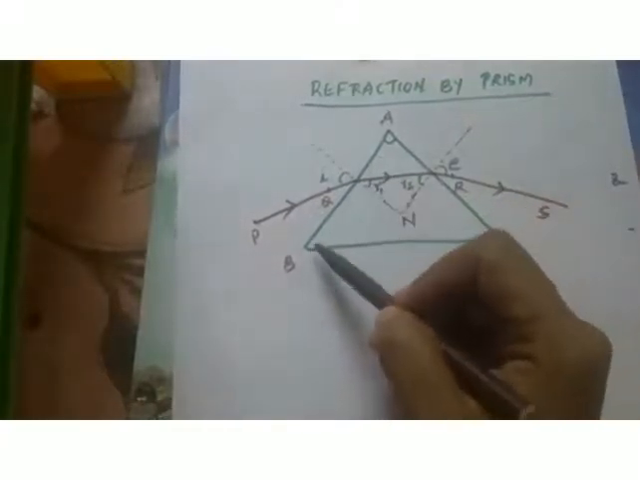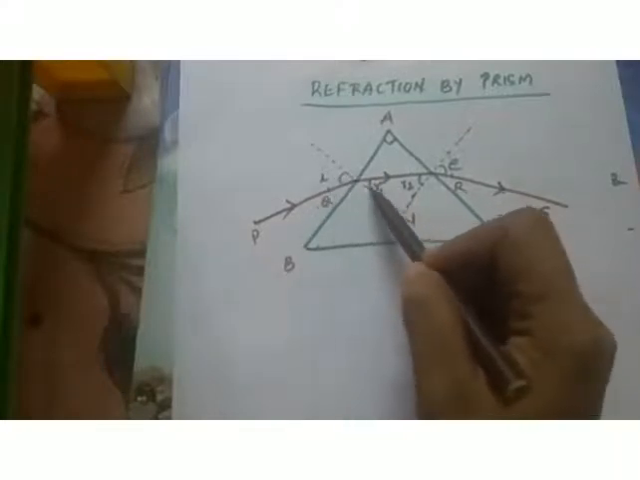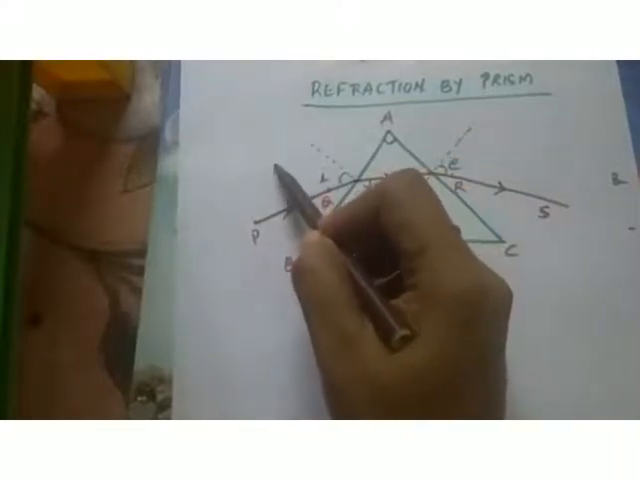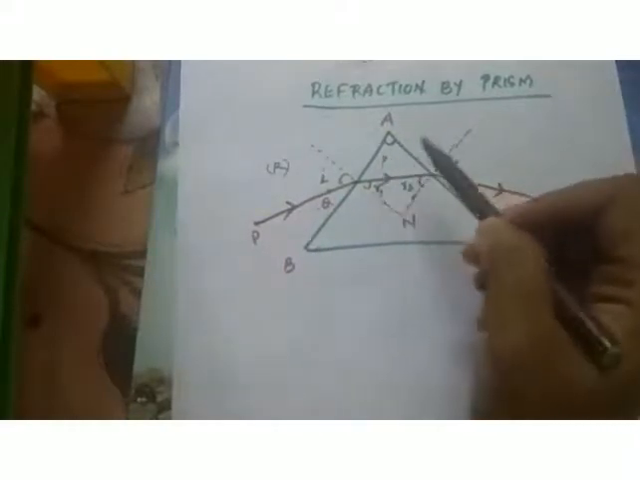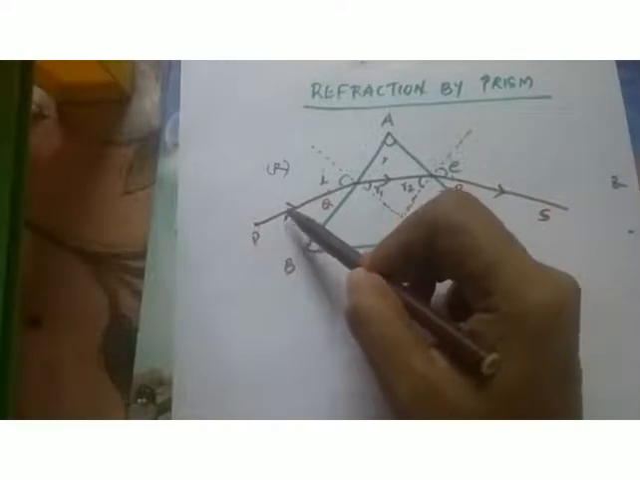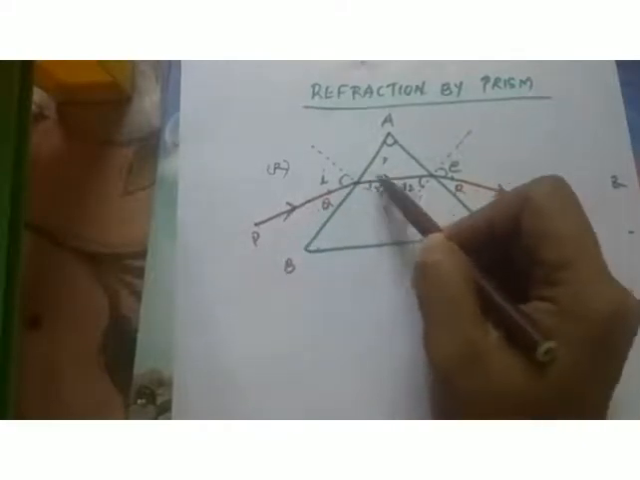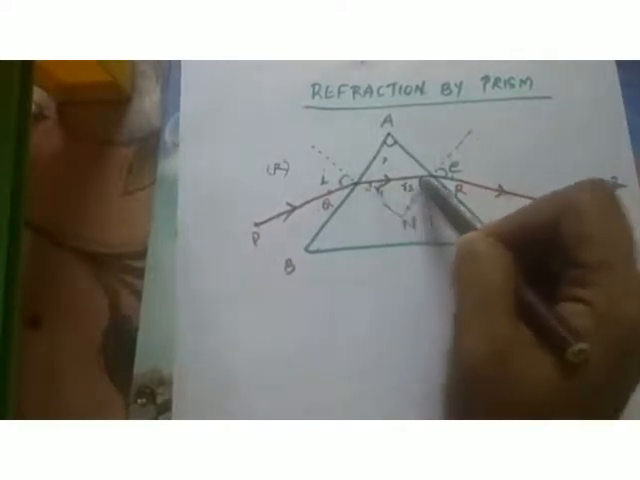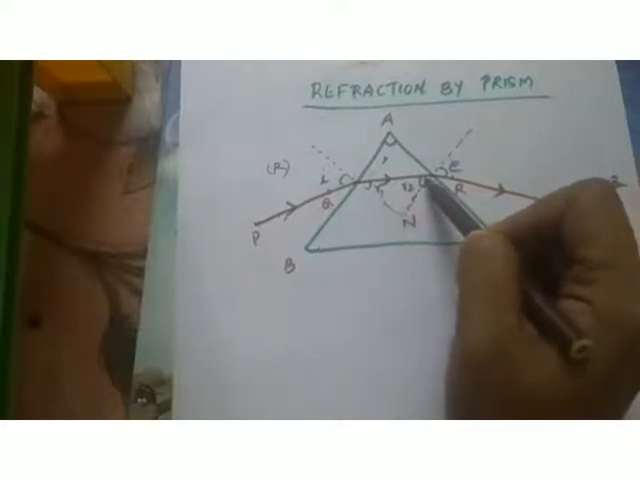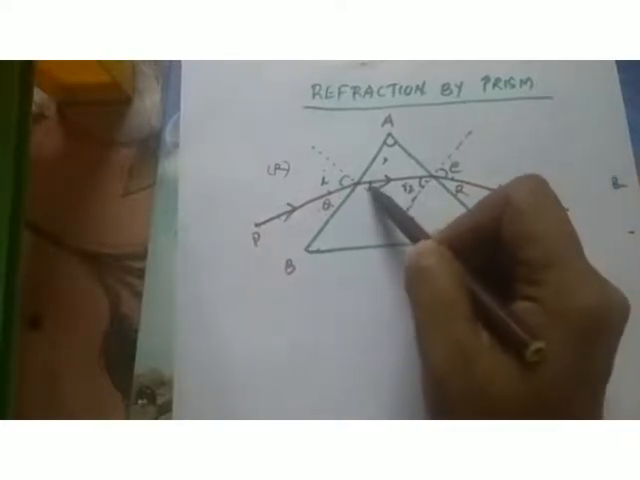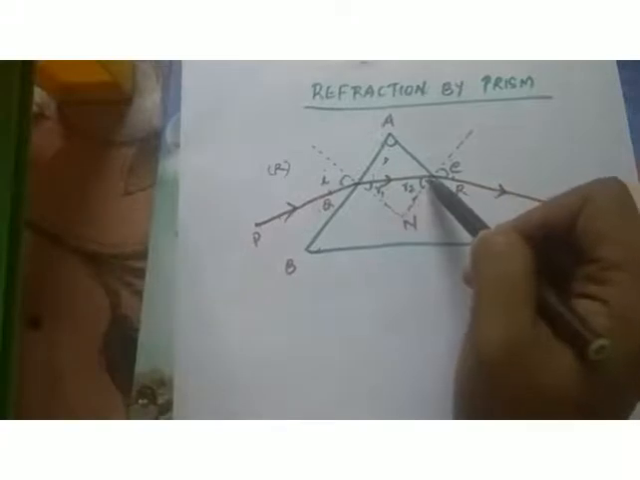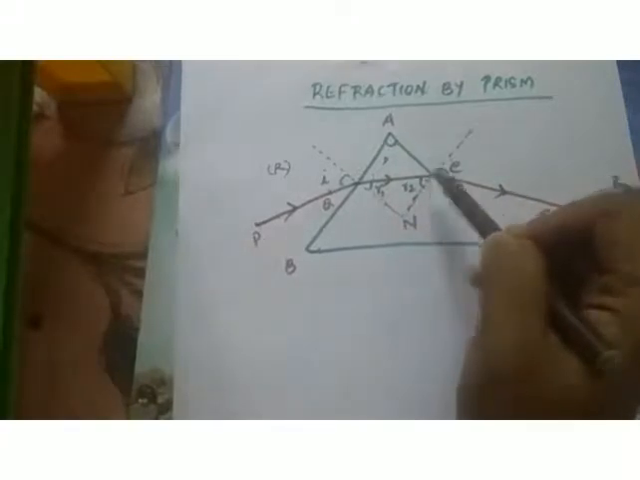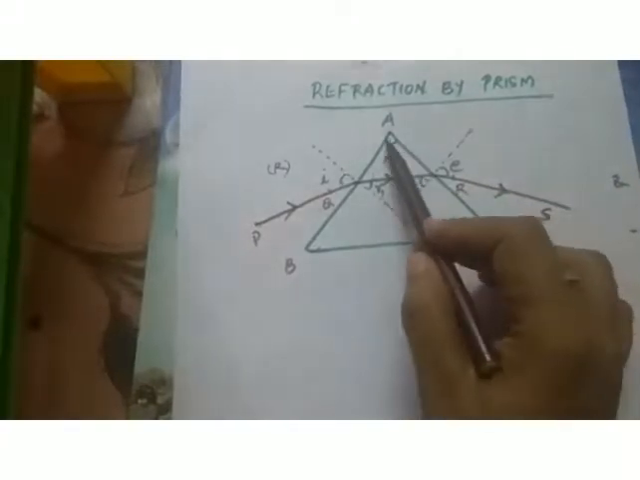Now at this face there is a change in the refractive index, because this will be a rarer medium, usually air or something like that, and this will be a denser medium. So whenever a light ray enters from a rarer to a denser medium, it bends towards the normal. So this will be the refracted ray, and this is the angle between the refracted ray and the normal. So this is the angle of refraction R1.